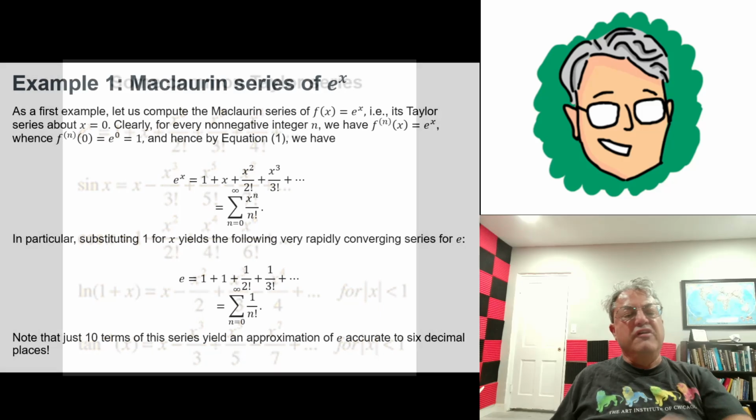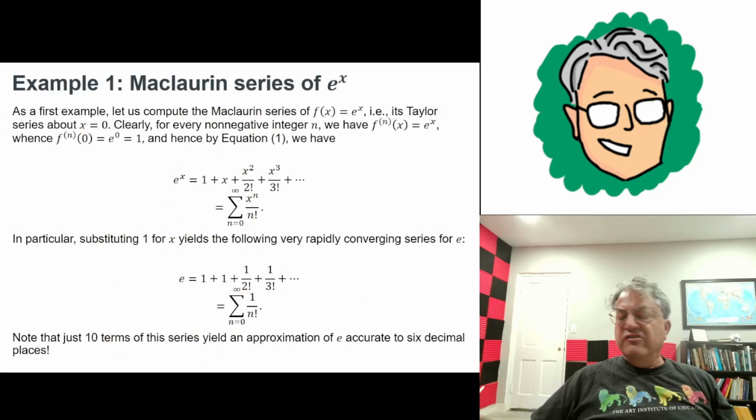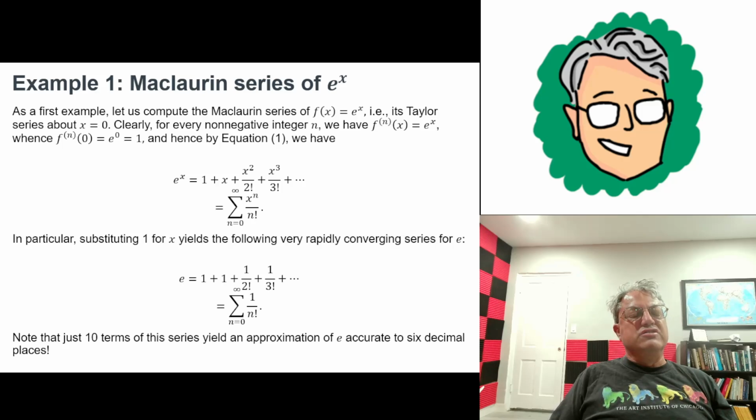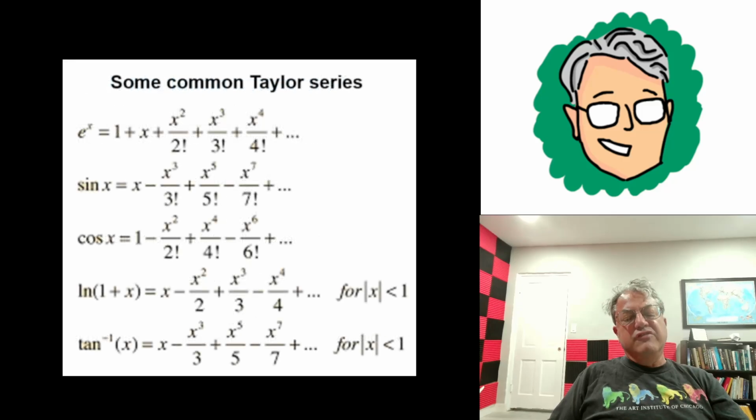Anyway, that's some common Taylor series, or common Maclaurin series, if you like. And now I want to do some examples of how to compute them. So how do we get this first formula here? The formula for the Taylor series of e to the x.